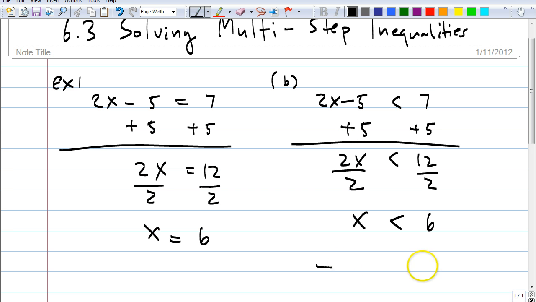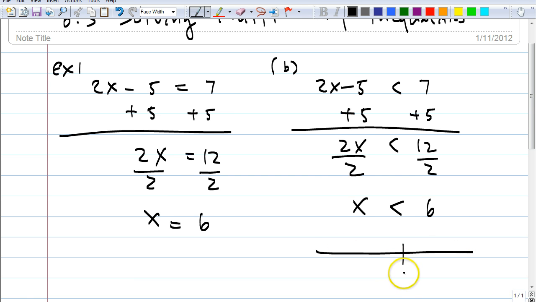By the way, I could graph this really quickly. What goes in the middle? 6. And then 2 numbers to the right, which are 7 and 8. 2 numbers to the left, which are 5 and 4. Open circle or closed? How many people say open? How many people say closed circle? It is open. Most of you are right. Open circle because we do not include 6. To the left or right? Because this means all real numbers that are less than 6. To the left or right? Left.